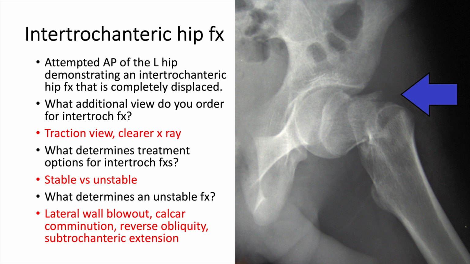I would say subtroch extension is probably one of the easiest ones to find, sort of in the heat of the moment when there's pressure on you to make this read. All you have to do is look for the lesser troch, and if you see the fracture going beneath it, boom, you're done. That's subtrochanteric extension, and you can call it unstable. In addition, reverse obliquity is another one. If you can get a traction view, you should be able to see the line going the opposite way. Calcar comminution, I've heard people say if the lesser troch is off, then that technically counts as calcar comminution. But I've heard some people say that's not true, since the calcar is technically a posteromedial structure, but something you can keep in mind.